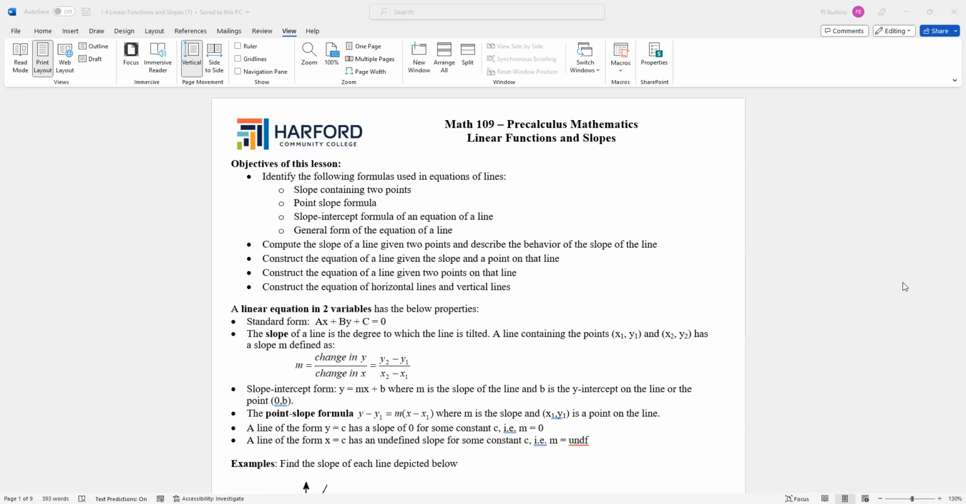Other things that we'd like to do is compute the slope from 2 points and maybe give something about the behavior. Give the equation of a line given the slope and a point, right? So that's the point slope formula. Given 2 points, can you find the equation of a line? So you'd have to find the slope, then use the point slope formula. And then finally, construct the equation of horizontal and vertical lines and discuss their slopes as well.